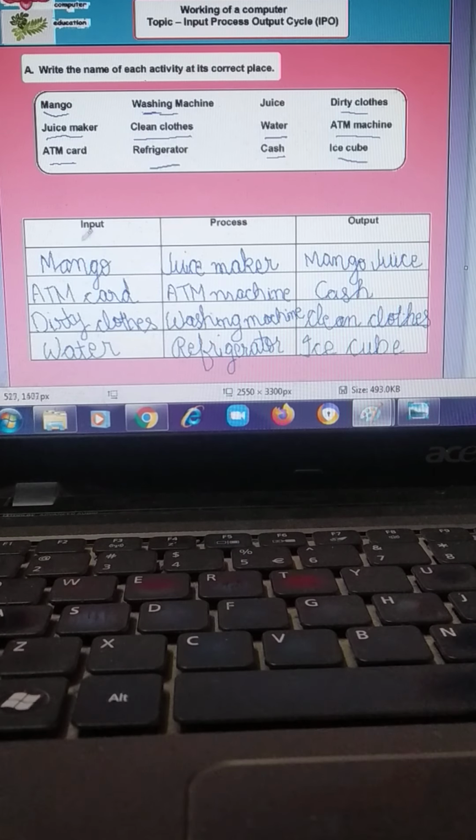So this is the input process output cycle on which our computer works. So simple is that. I hope you all have enjoyed the video and understood the topic of input process output cycle.